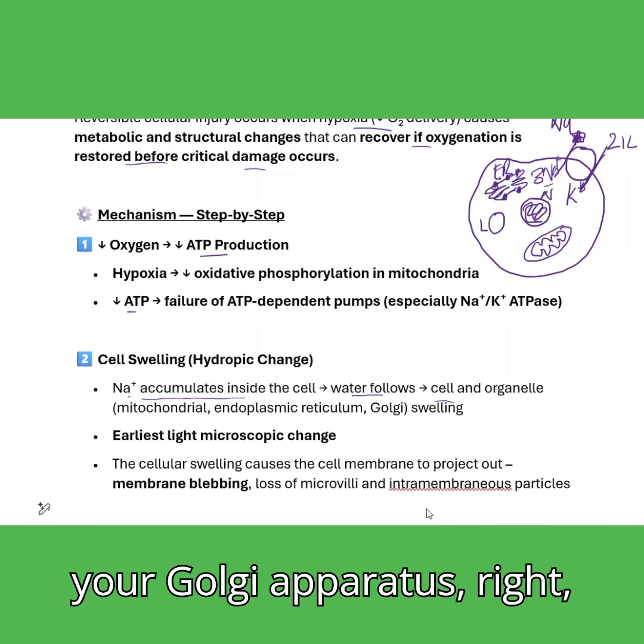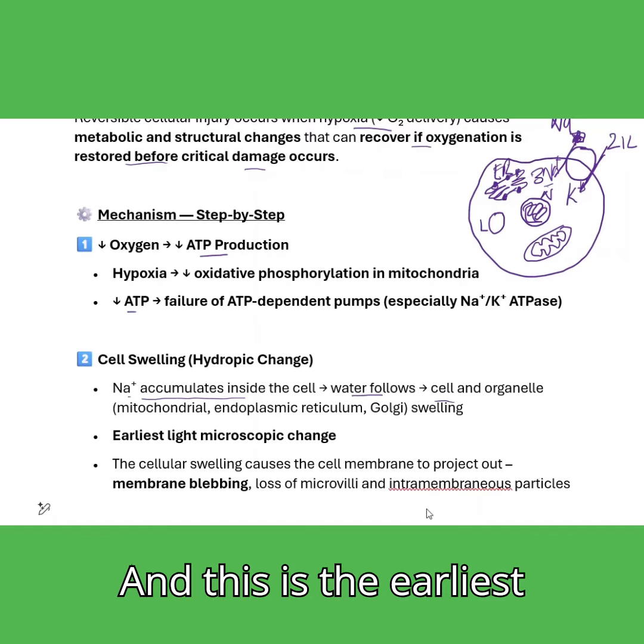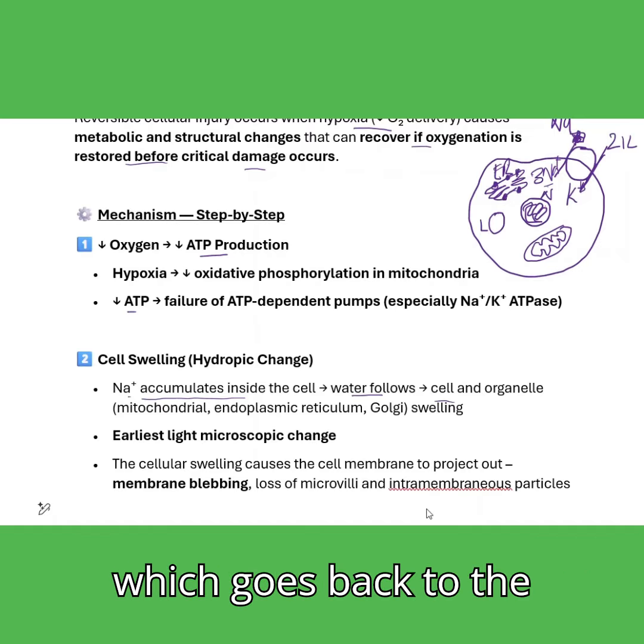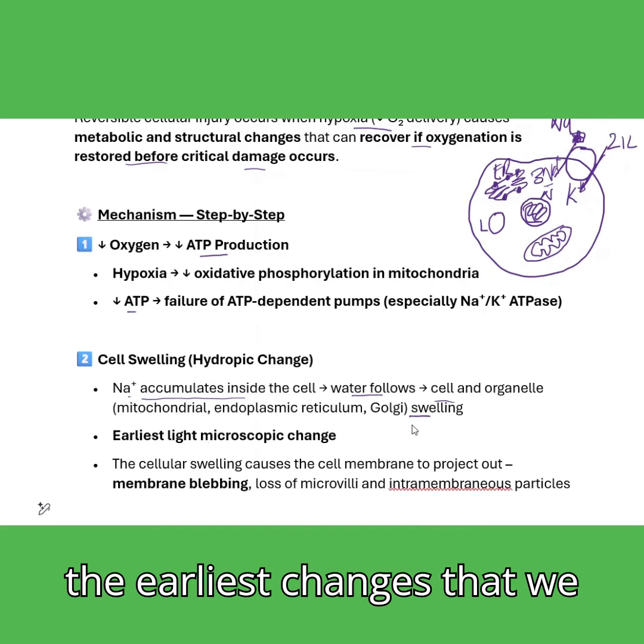And this is the earliest light microscopic change, which goes back to the question that we saw earlier, which asks what's the earliest change that we see with hypoxic cellular injury. So the answer there would be cellular swelling, cellular organelle swelling.